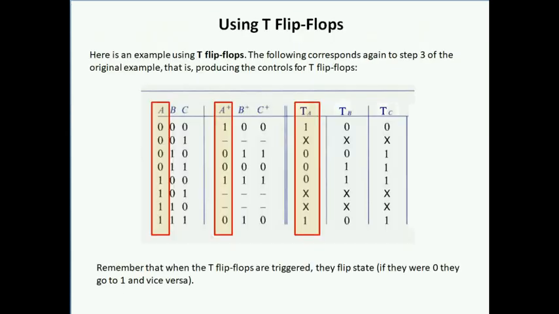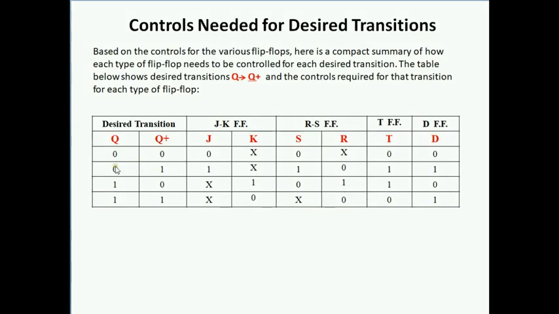Now, trigger flip-flops. Trigger flip-flops, the same thing again. All right. If we are having controls TA, TB, and TC, we can consult the activation table for the flip-flops again to see what we would need for a transition, say from 0 to 1. For a transition from 0 to 1, for a trigger flip-flop, you need a 1.